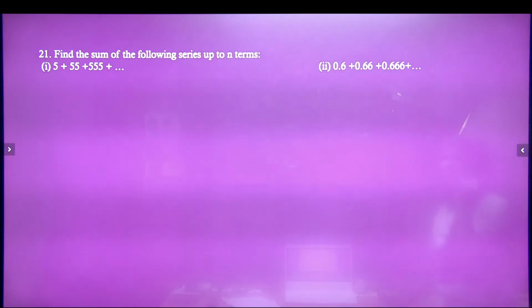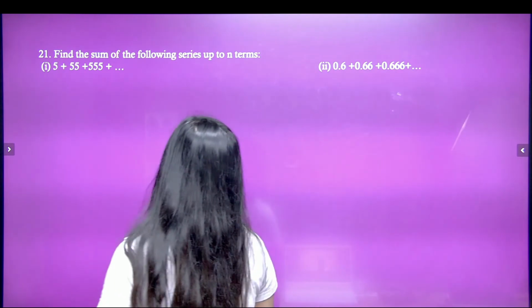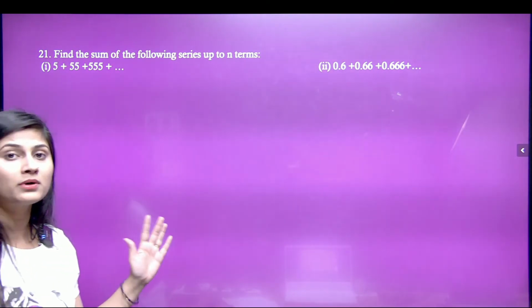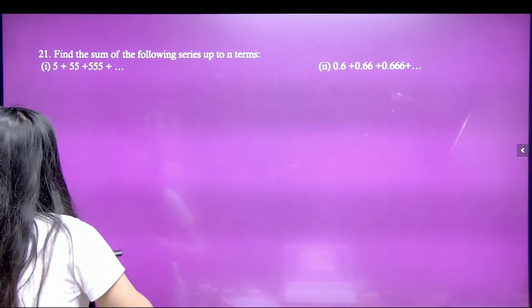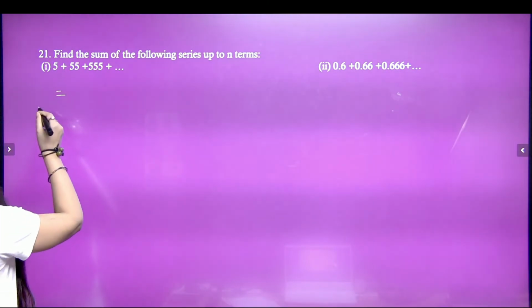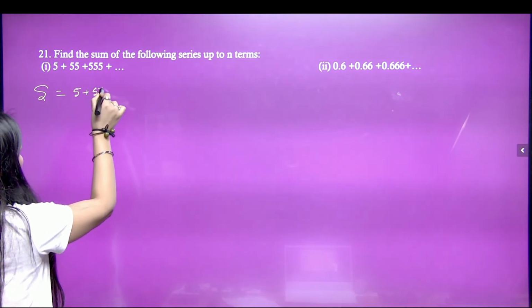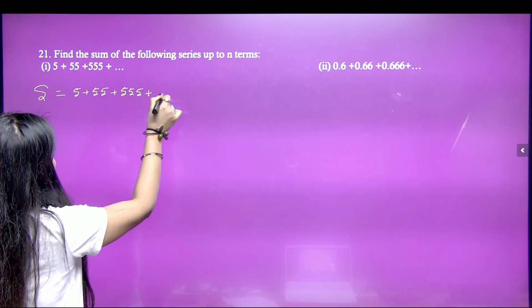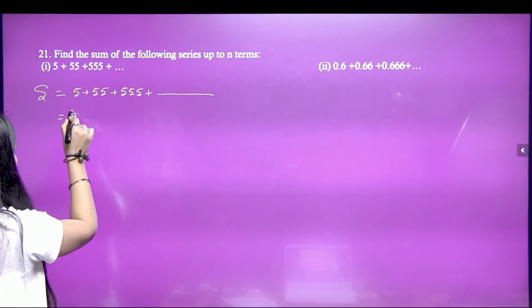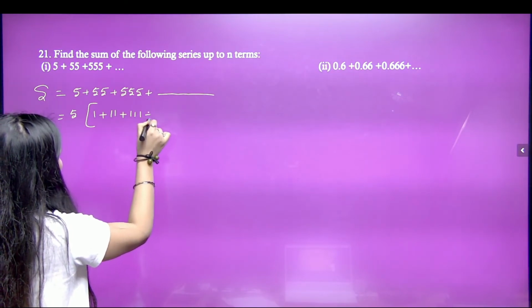Question number 21 has two parts. First one is find the sum of the following series up to n terms. If you remember, I have given you a pattern for solving such type of questions, I am doing it again. So the sum is equal to 5 plus 55 plus 555, and it goes on like this. Now if I take 5 common, it is 1 plus 11 plus 111, and it goes on like this.